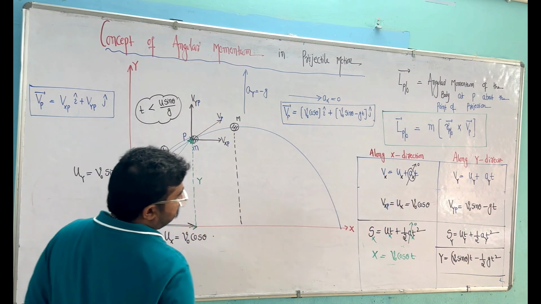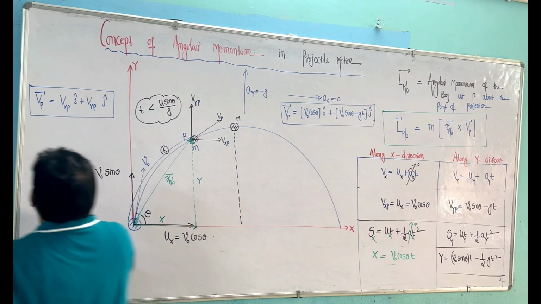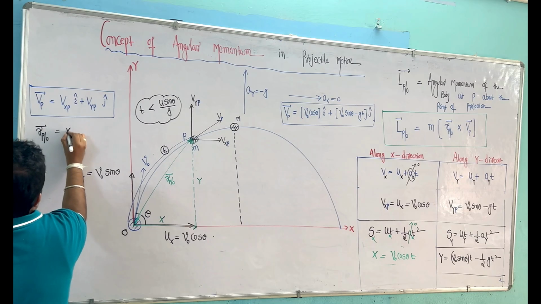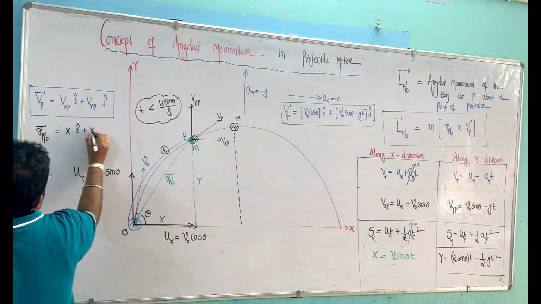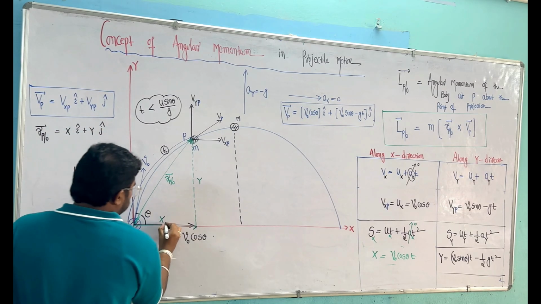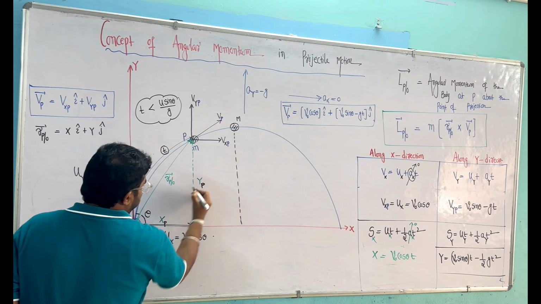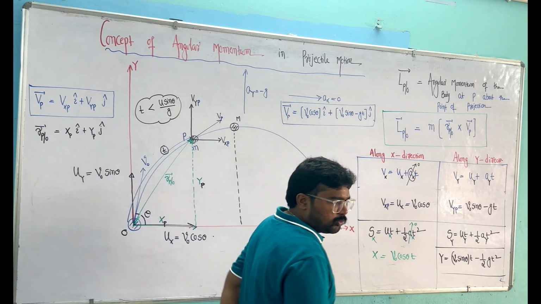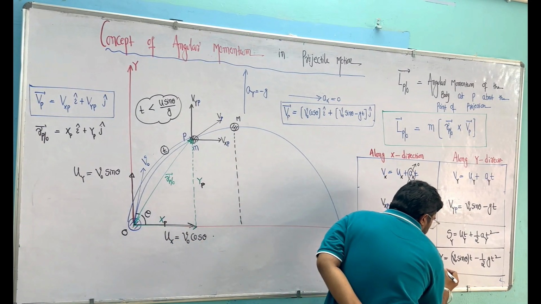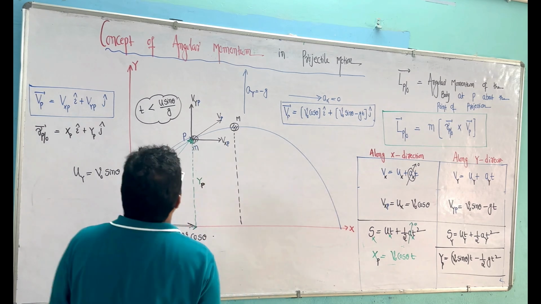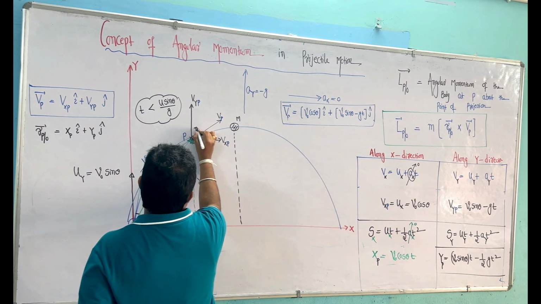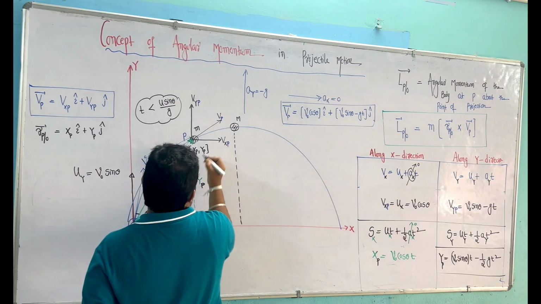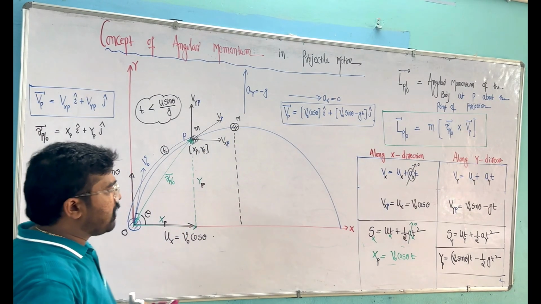What about the position vector? What is the position vector of point P about point O? That is x i cap plus y j cap, that is xp, yp. Up to point P, that is the mass m. What is this point? xp comma yp. That is the point xp comma yp.